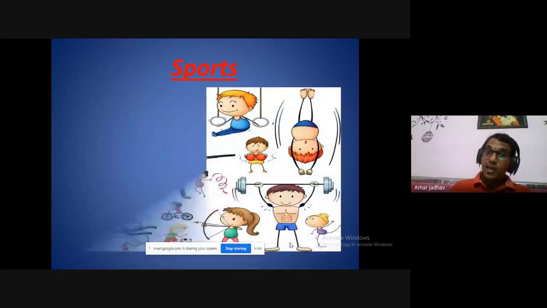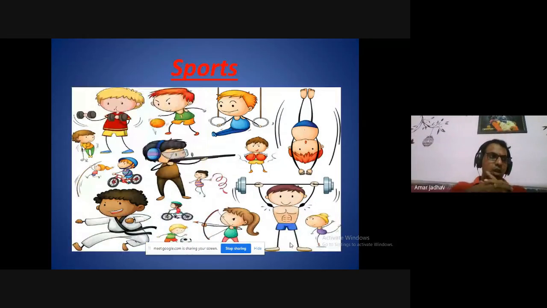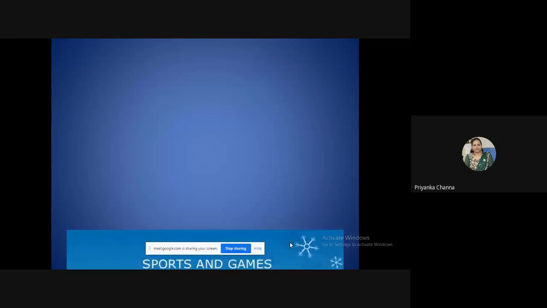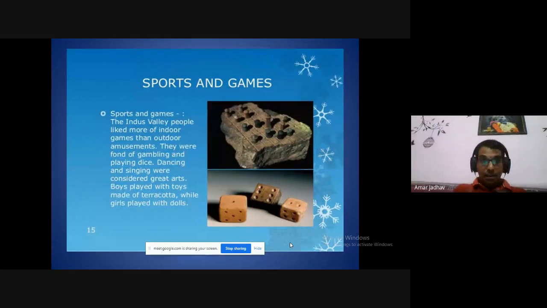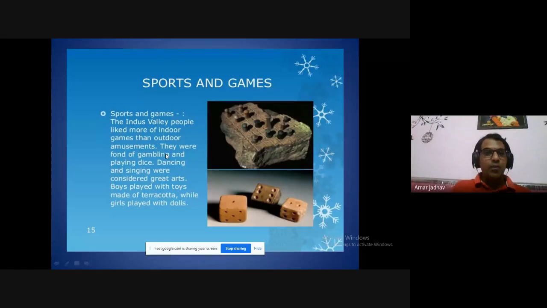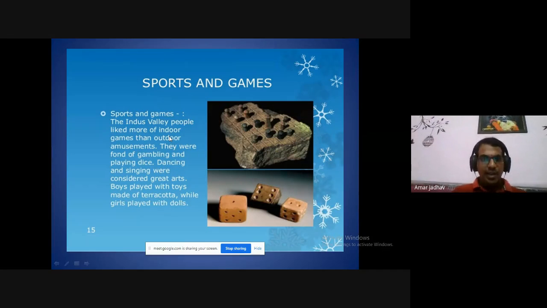Now, guys, coming to the last part of Indus Valley Civilization, we have sports today, right? Do you think at that time sports were there? Yes, no? So yes, at that time the sports were there, but the sports that they had were more of indoor games compared to outdoor games like we have today.